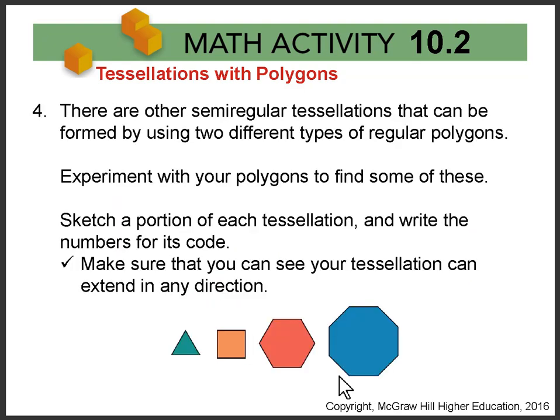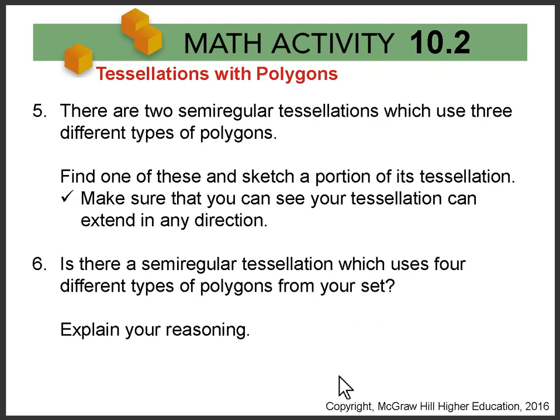And so experiment with your polygons to find some of these semi-regular tessellations with 2 regular polygons, and sketch a portion of your tessellation and write the numbers for the code. And make sure that your tessellation can extend in any direction. In question 5, there are 2 semi-regular tessellations which use 3 different types of polygons. So find one of these and sketch a portion. Make sure it can extend in any direction.